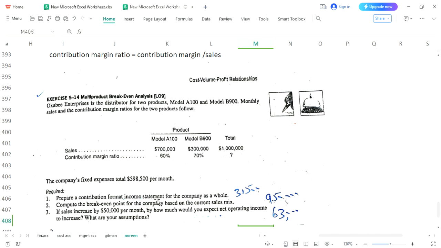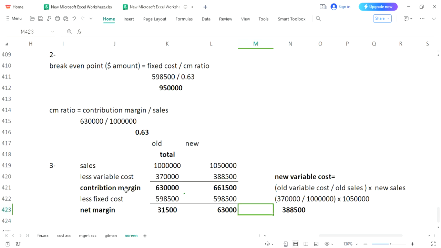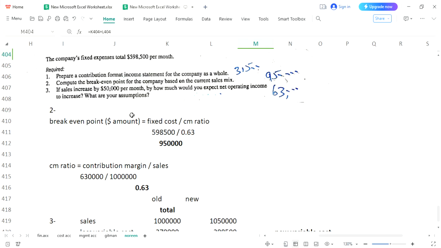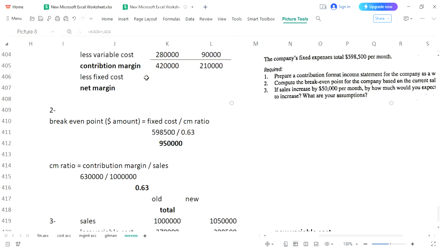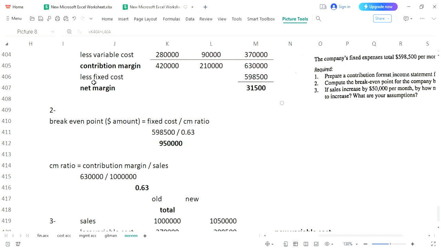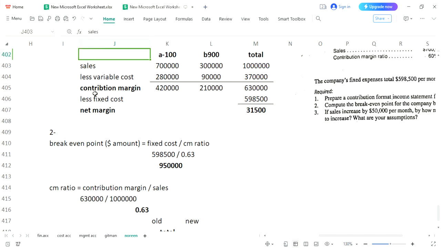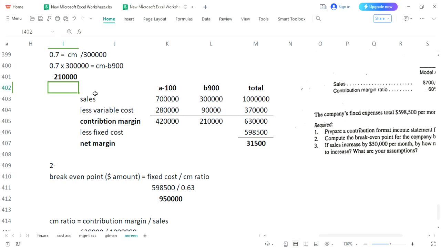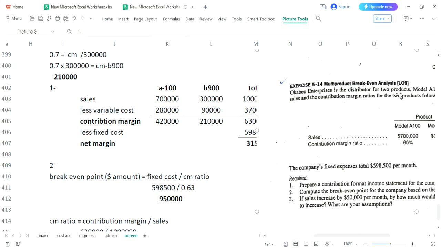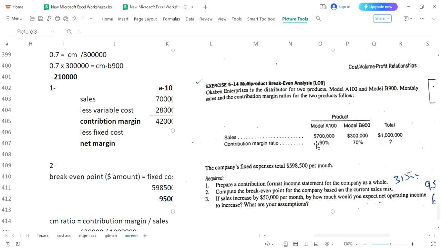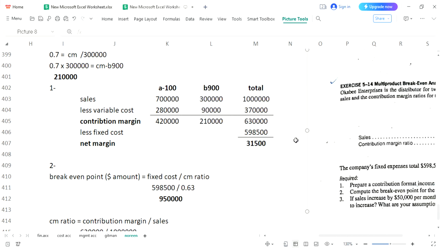Okay, so it means question number 5.14 is completed. Please look at it. We have solved three parts. This was your first part, where you have calculated your net margin. Then you have calculated your second part, and you can see that first part answer was 31,500, and here first part 31,500, second part 9,50,000.